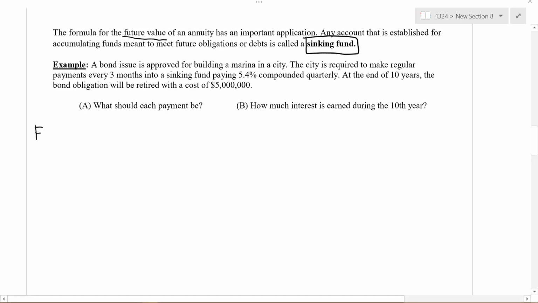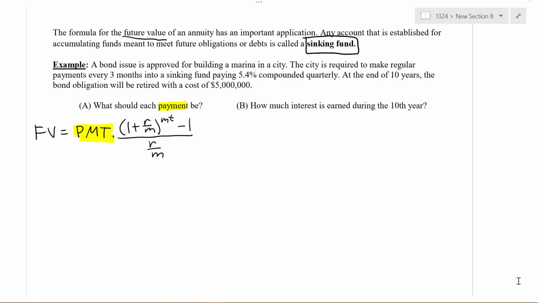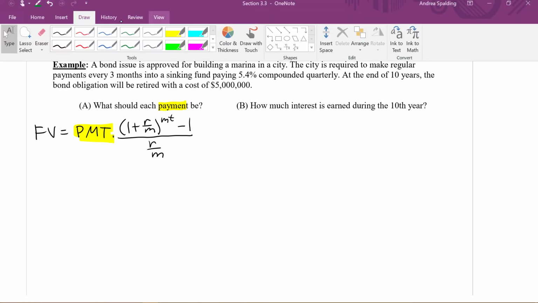So, future value is equal to the payment, and then we have that big fraction. It's going to be 1 plus r divided by m, to the m times t power, minus 1, and then at the bottom we're going to have r divided by m. Now we know that we want to solve for the payment this time and not future value. So let's rearrange this equation to where payment is by itself on one side. This time we're interested in solving for the payment.